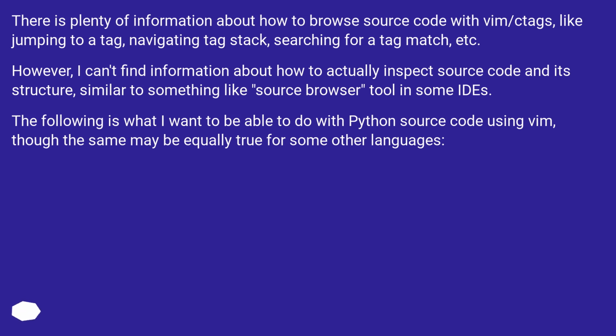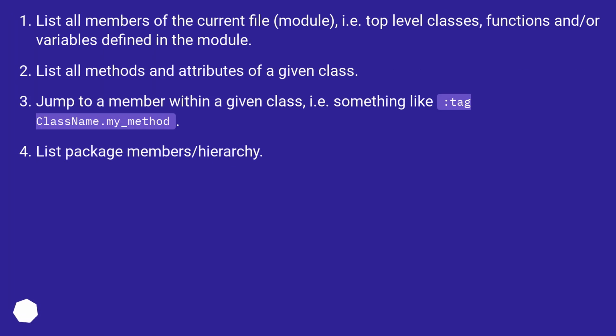The following is what I want to be able to do with Python source code using Vim, though the same may be equally true for some other languages. List all members of the current file, module, i.e. top-level classes, functions and/or variables defined in the module. List all methods and attributes of a given class. Jump to a member within a given class, i.e. something like :tag class_name.my_method. List package members/hierarchy.